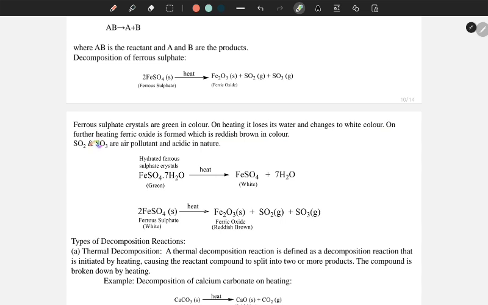Now let's see. As we all know, sulfur dioxide and sulfur trioxide are air pollutants and acidic in nature. Sulfur dioxide and sulfur trioxide cause air pollution, and they are acidic in nature.